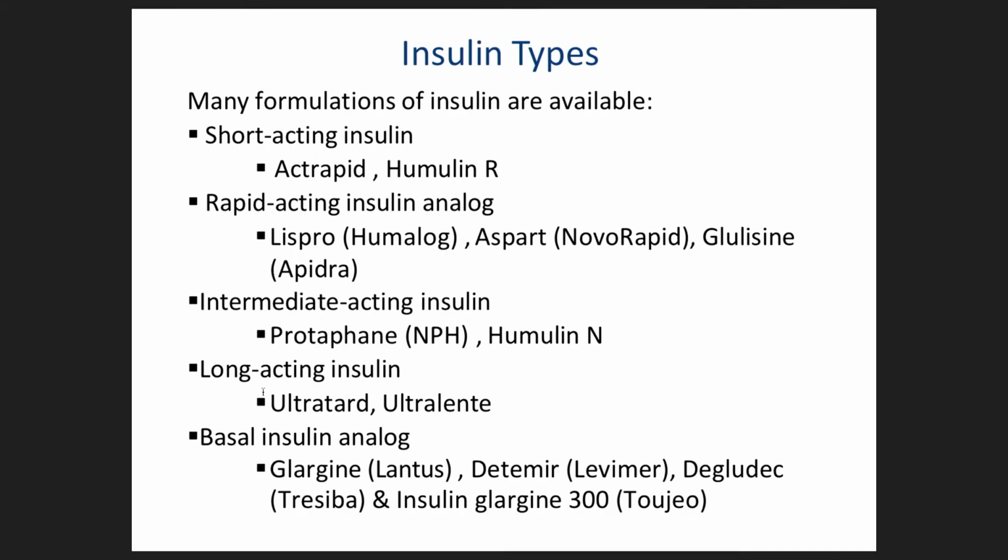So the remaining 3 types of insulin are considered basal insulin: either intermediate-acting insulin, NPH, or long-acting insulin analogs. For example, we have Glargine, which is Lantus, Detemir, which is Levemir, Degludec, recently, which is Tresiba, and insulin Glargine 300, Toujeo. All these are various types of insulin.